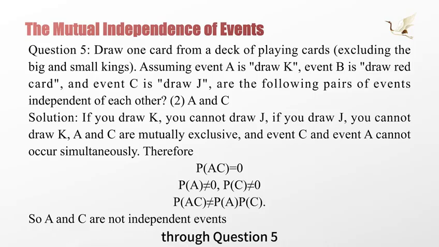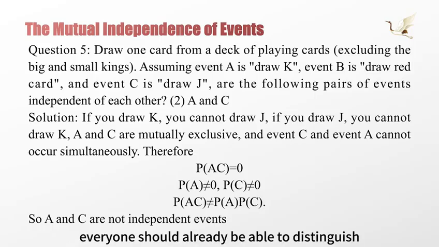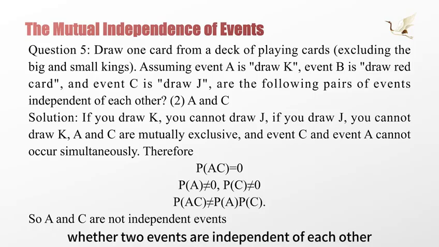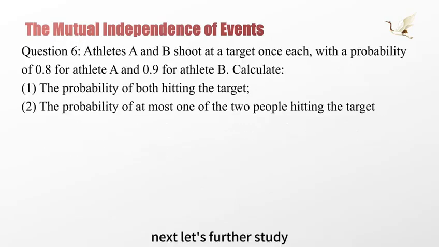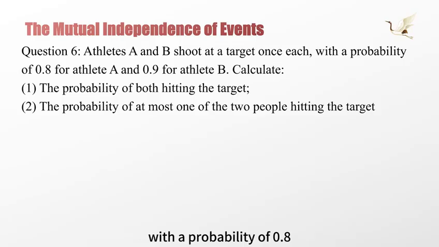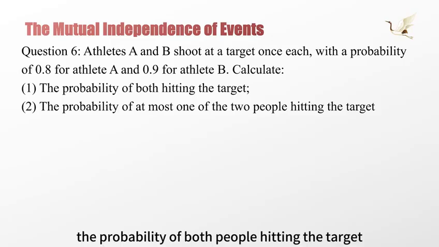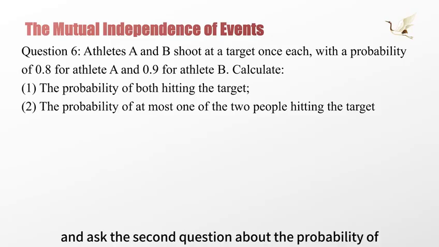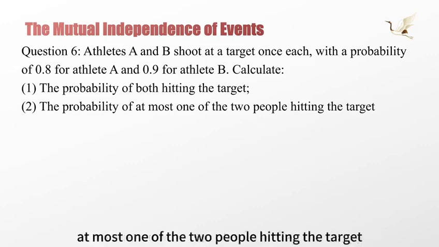Through question 5, everyone should already be able to distinguish whether two events are independent of each other. Next, let's further study. Please refer to question 6. Shooting athletes A and B each shoot at the target once, with a probability of 0.8 for athlete A and 0.9 for athlete B. Ask the first question about the probability of both people hitting the target, and ask the second question about the probability of at most one of the two people hitting the target.